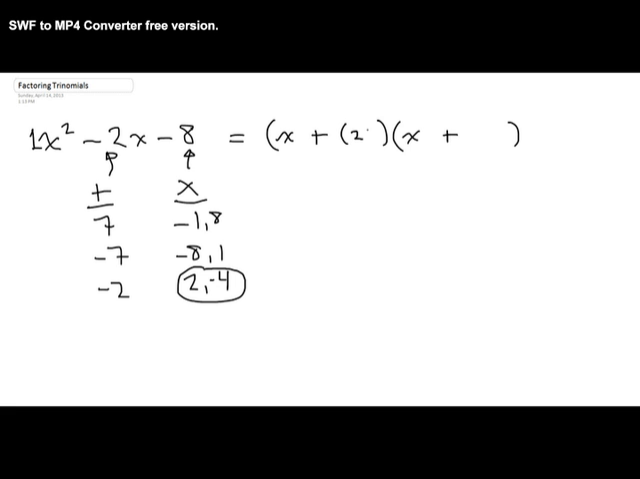So x plus 2, x plus -4. We can rewrite this just by getting rid of our brackets. We get x plus 2 times x subtract 4. So this is the factored form, and notice that it's the opposite of what we were doing previously. Let's practice our binomial multiplication to show that x minus 4 multiplied by x plus 2 does indeed give us x squared minus 2x minus 8.